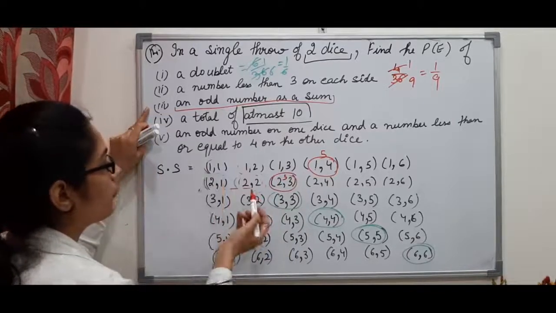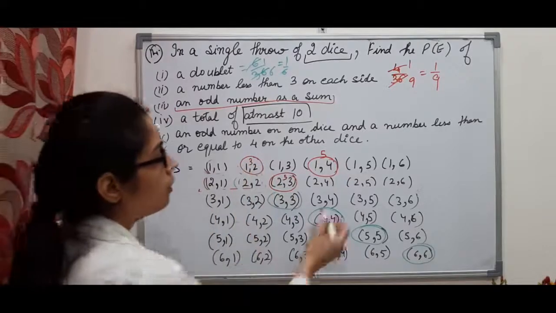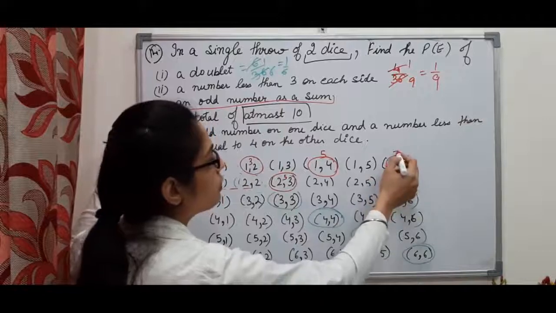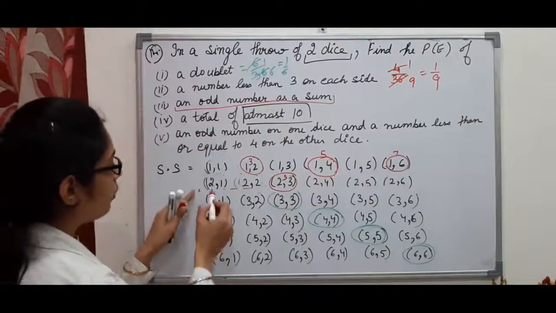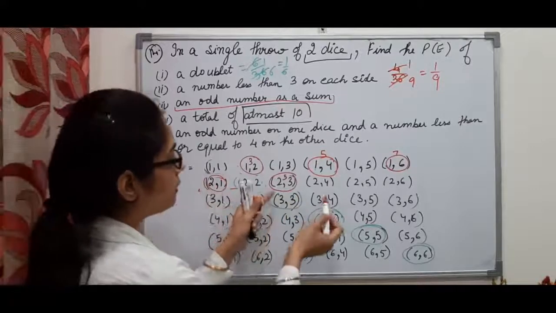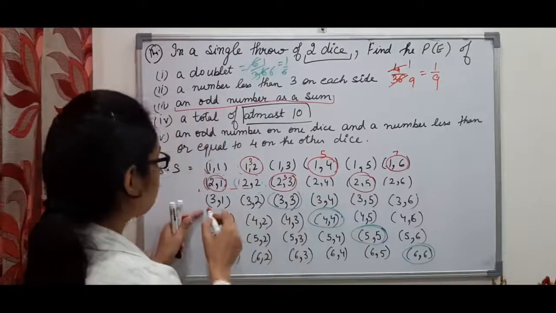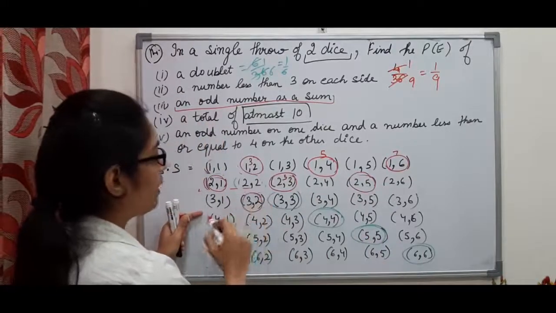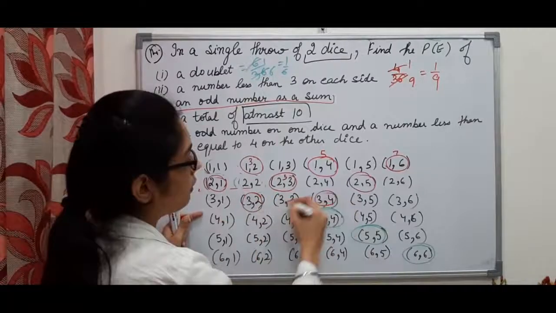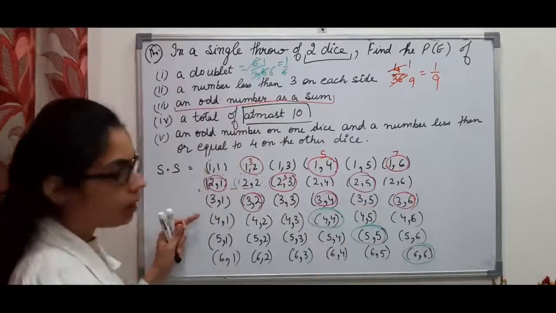1 and 1 is giving me 2. 1 and 2 is giving me 3. So 3 is again an odd number. 1 and 6 will give me 7, which is again an odd number. So in the second row, 2 plus 1 is 3, odd number. 2 plus 3 is 5, odd number. 2 plus 5, 7, odd number. Then 3 plus 2, 5, odd number. 3 plus 4, 7, which is again an odd number. 3 plus 6, 9, odd number.